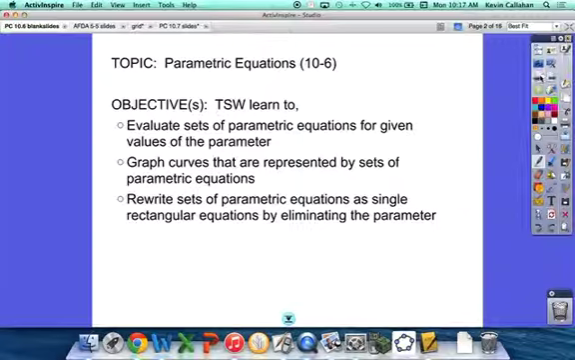So, let me get my calculator going, because you definitely want to have your calculator.